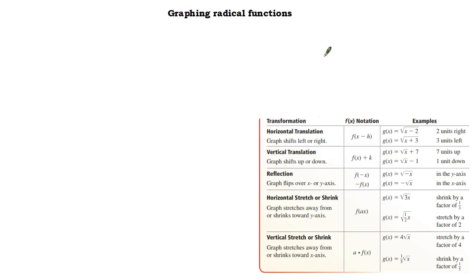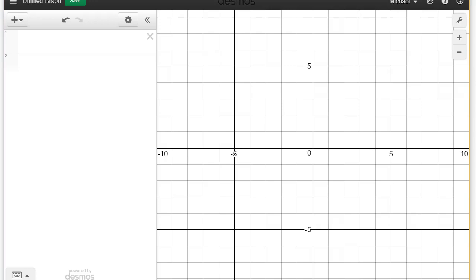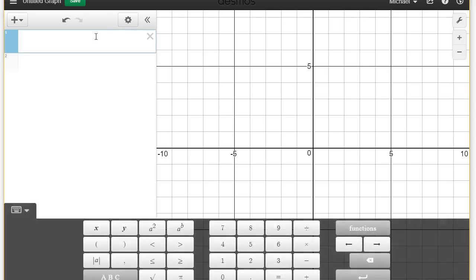Let's explore what the graphs of radical functions look like. In a minute we'll get to this table with a lot of good interesting stuff. But for now, let's go to our old friend Desmos and take a look and see. Now, some of you might be wondering, what are you going to write as notes? And this is what I'd like you to write as notes.